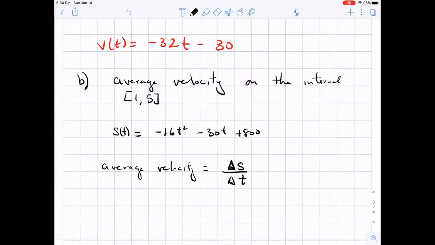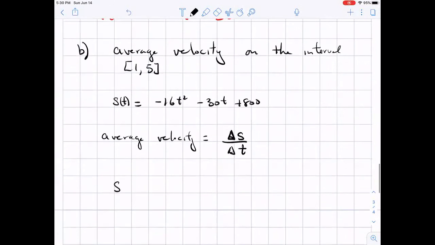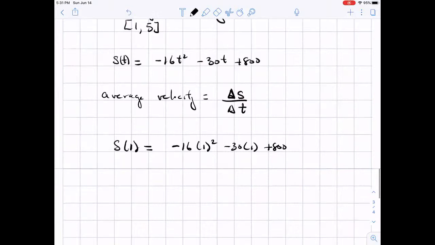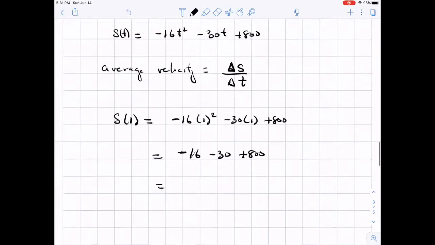So you're on an interval 1, 5. So what is the distance we need? What is s of 1? Well, s of 1 will be minus 16 times 1 squared minus 30 times 1 plus 800. And that is equal to negative 16 minus 30 plus 800, which is equal to minus 46 plus 800. And minus 46 plus 800 will be positive 754.